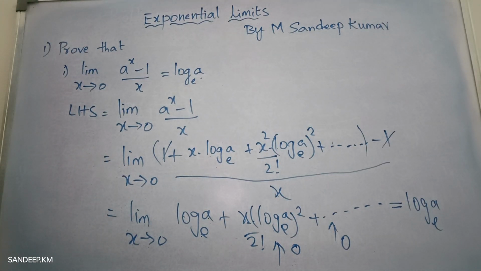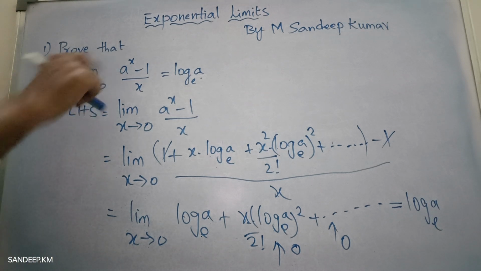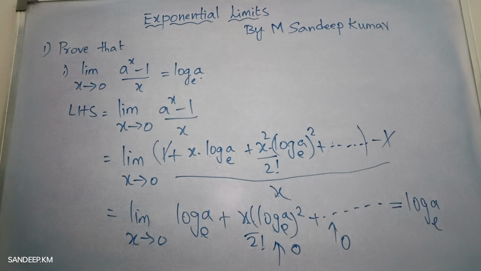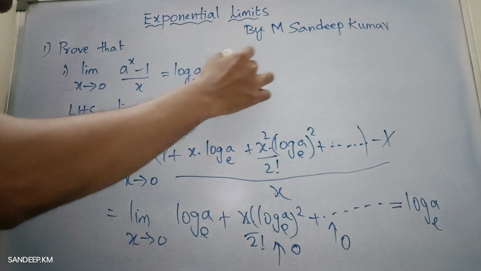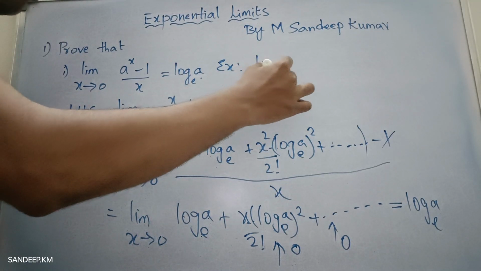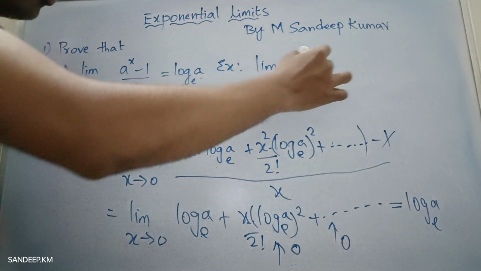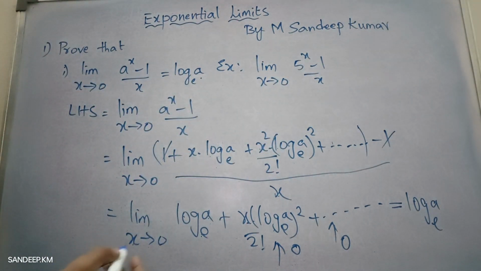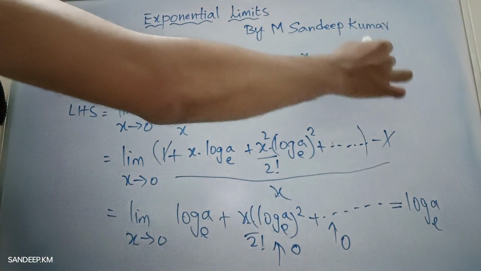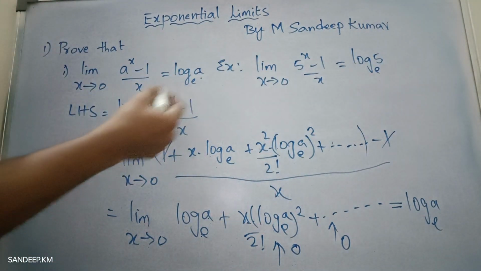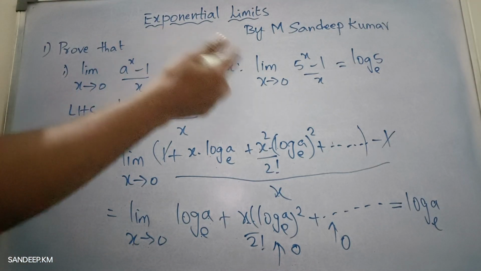Can a be equal to 1? We generally don't take the base as 1. Okay, so fine. We'll see a basic example: limit x approaches 0, 5 power x minus 1 divided by x. What is it equal to? It will be log 5 to the base e according to this formula. Okay, that is a basic application of it.